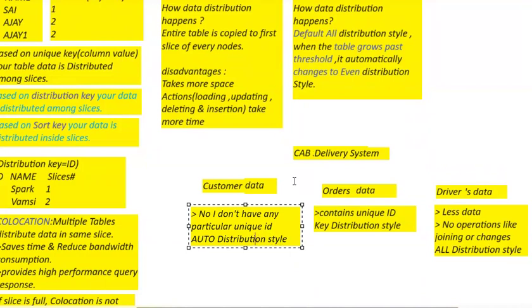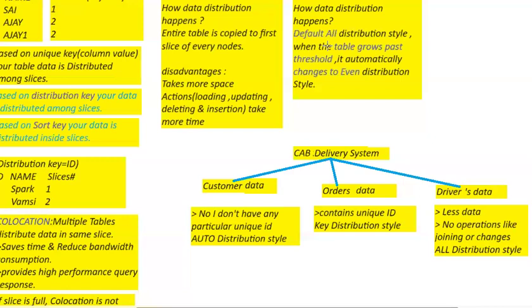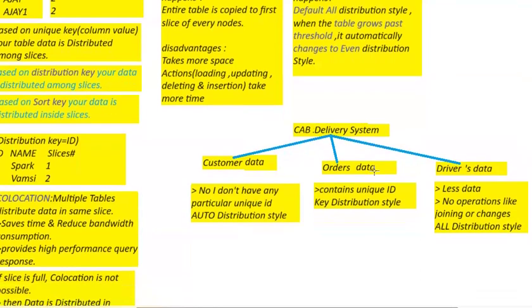Auto type data distribution style we prefer for this customer data. So I hope you understood this. So let's take a small recap of this example: how a cab booking system or cab delivery system will maintain its data on its database.